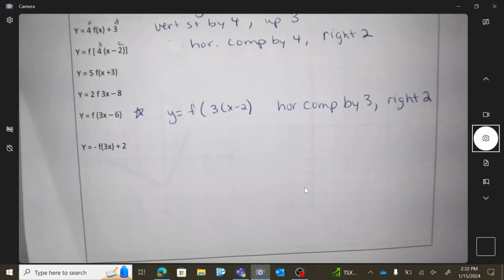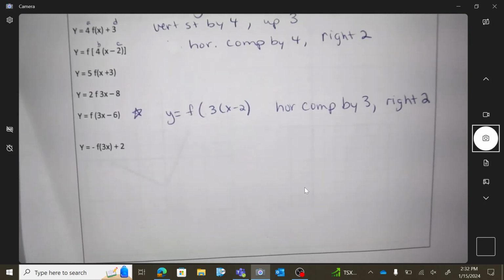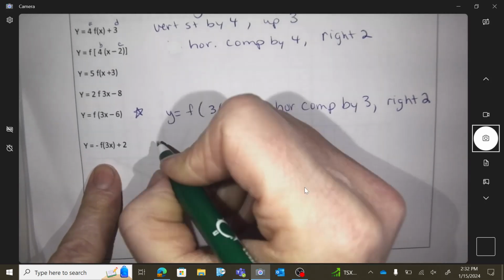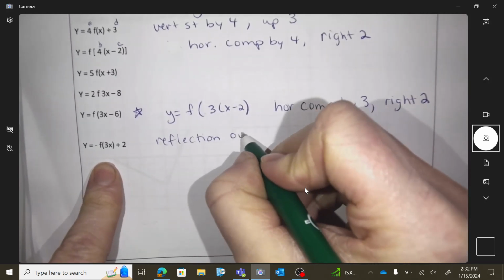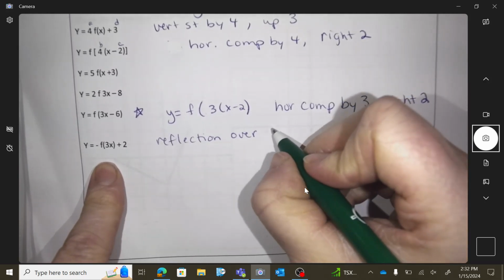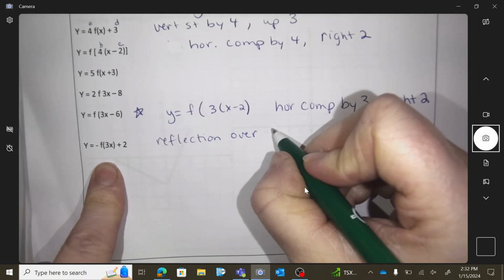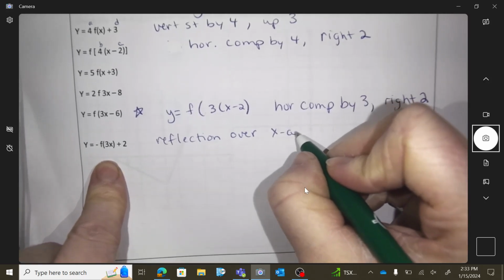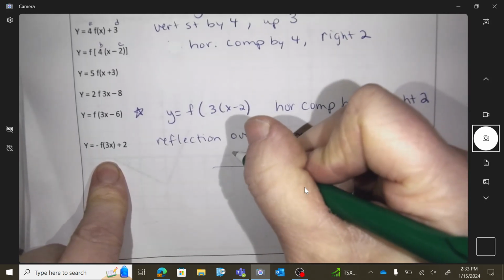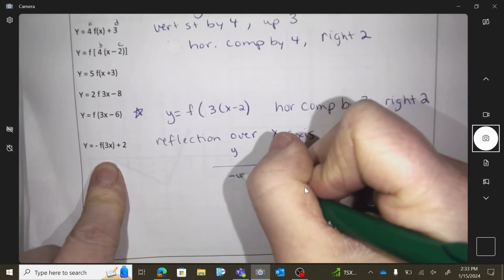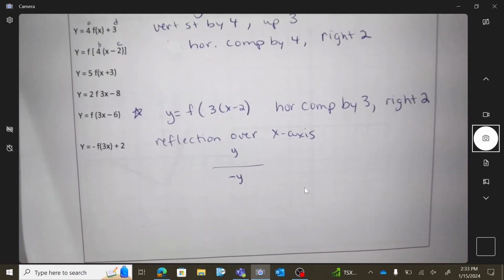Okay, the last one is a negative. So there's a reflection and then what? Reflection, how so? Over. Ooh. Over the x-axis. Because it is an A.